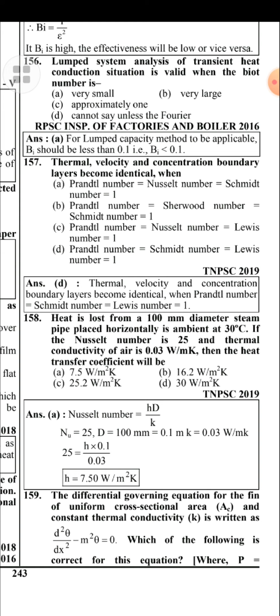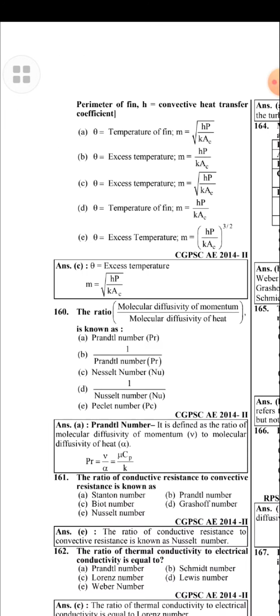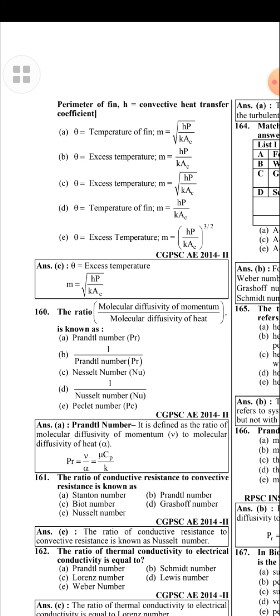The differential governing equation for the fin of uniform cross-sectional area and constant thermal conductivity k is written as d squared theta by dx squared minus m squared theta is equal to 0. Which of the following is correct for the equation, where P is the perimeter of the fin, h is the convective heat transfer coefficient? The correct answer is theta is the excess temperature, where m is equal to root under hP by kA.